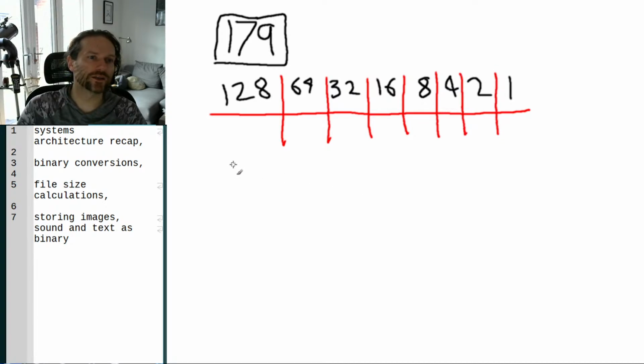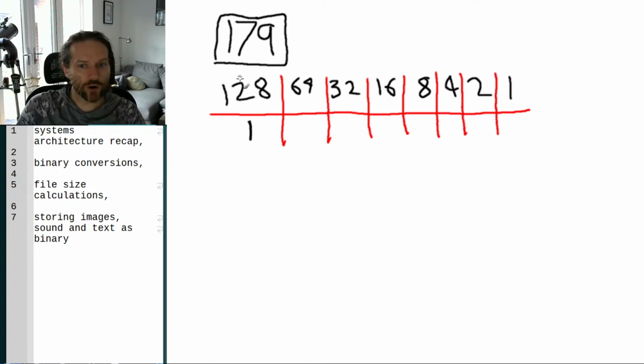There's multiple ways that you can do this. One way is to continually divide by 2. We're not going to do that way. This is what we're going to do instead. We start off with 179. We're starting from the left-hand side, so start from the biggest number. If that number, so we're looking at 128, is equal to or less than the number that we are converting, we're going to write a 1 under there. So 179 is greater than 128, so we're going to write a 1 down there.